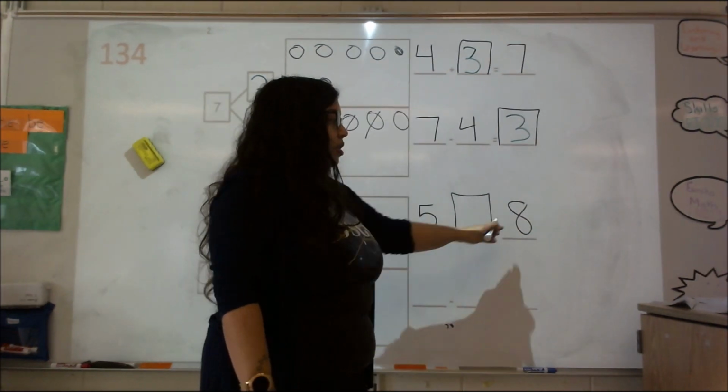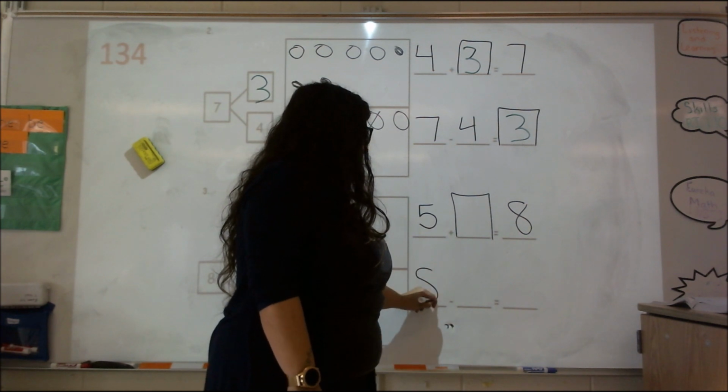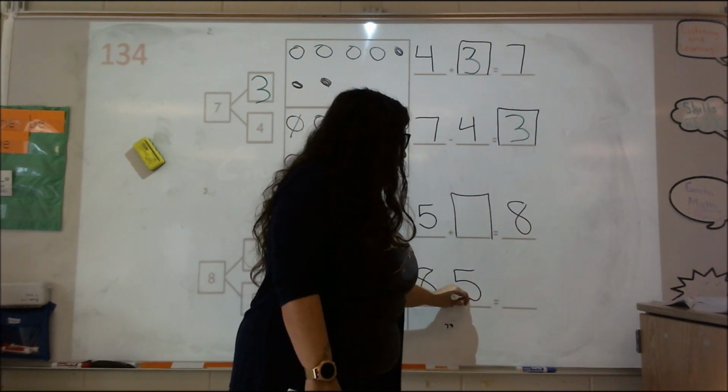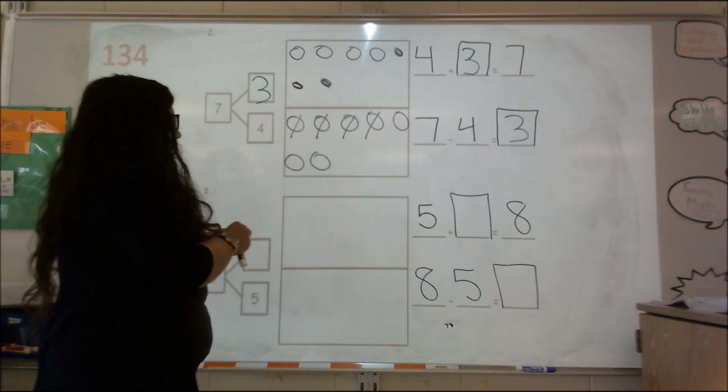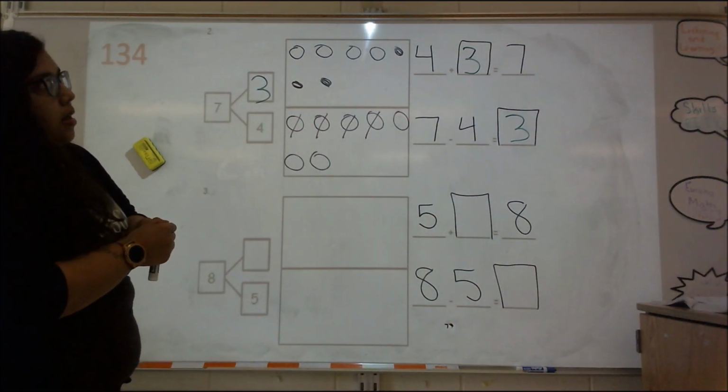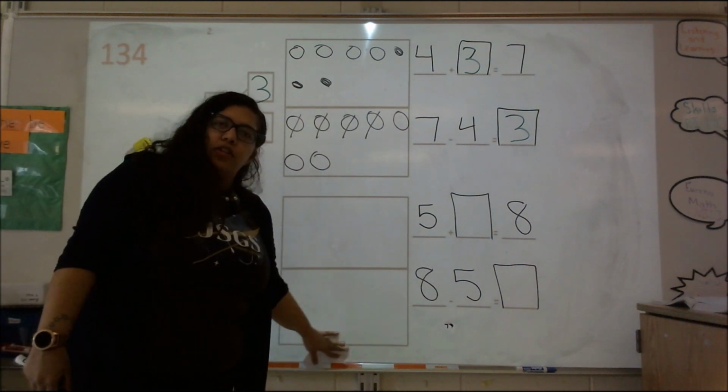All right, so 5 plus, we don't know yet, is equal to 8. And with subtraction, whole comes first. 8 minus 5 is equal to the unknown. This time, let's do our subtraction story first. We'll start at the bottom.